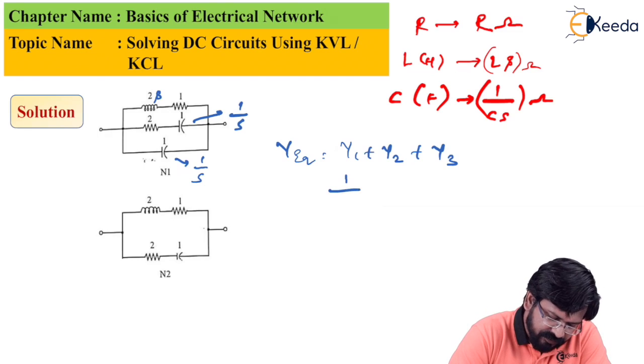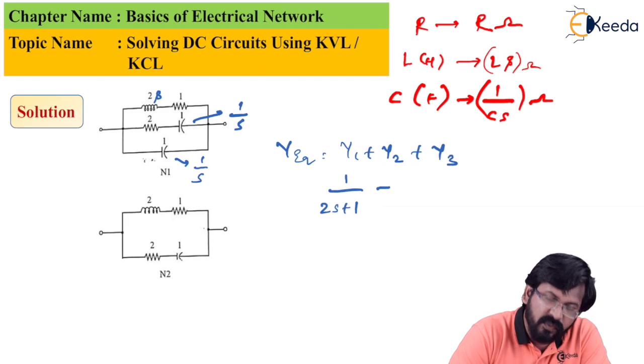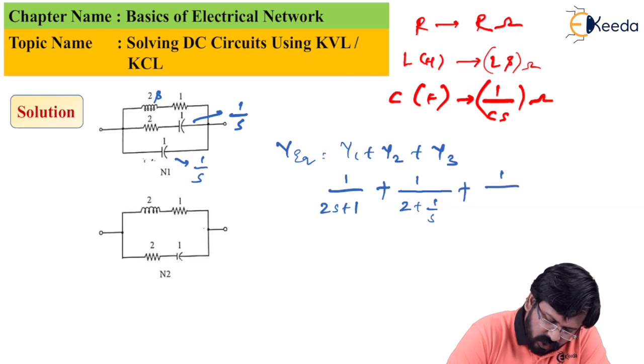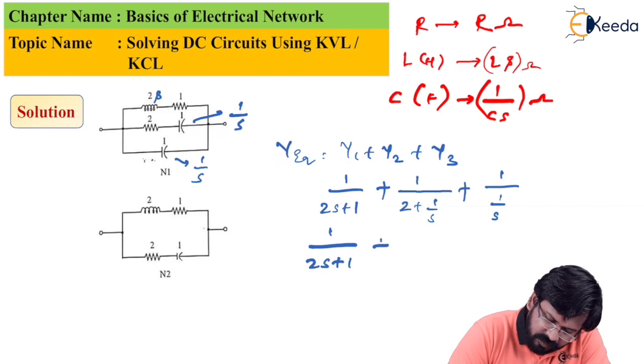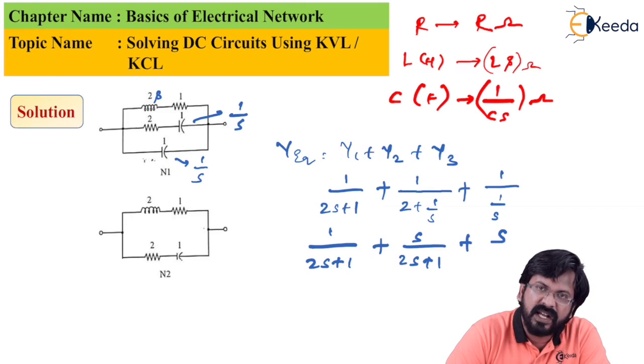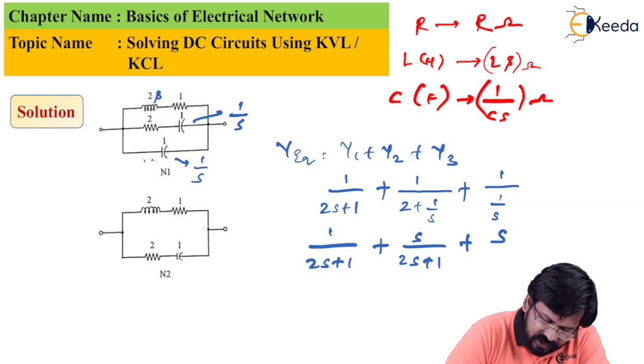plus Y2 will be, the impedance of this is 2 plus 1 by s. So admittance will be exactly the reverse of it, plus Y3 can be taken as 1 upon 1 by s. So after solving, what I get is 1 upon 2s plus 1 plus s upon 2s plus 1 plus s. After solving this, you can see the first two terms have equal denominators. I can combine this as s plus 1 upon 2s plus 1.